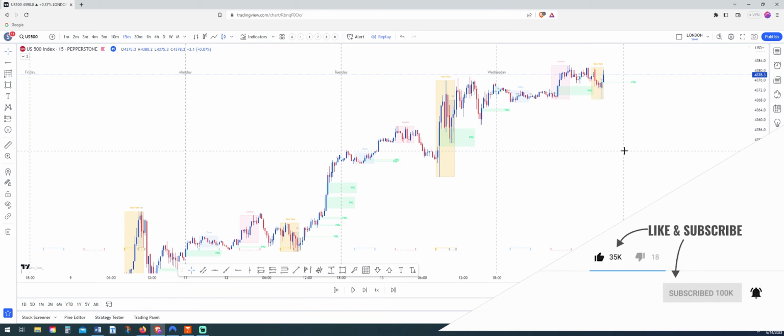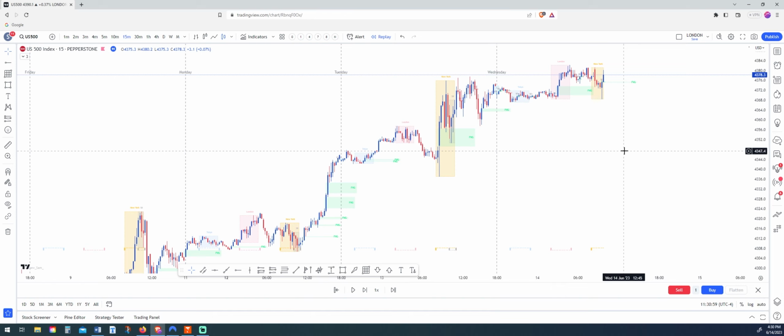In this video we're going to be looking at our Silver Bullet simplified process to see what opportunities were potentially available for us to extract some profits from the market. Today is June the 14th and we're going to be looking at the Silver Bullet setup in the New York session on the S&P 500. So let's get into it.